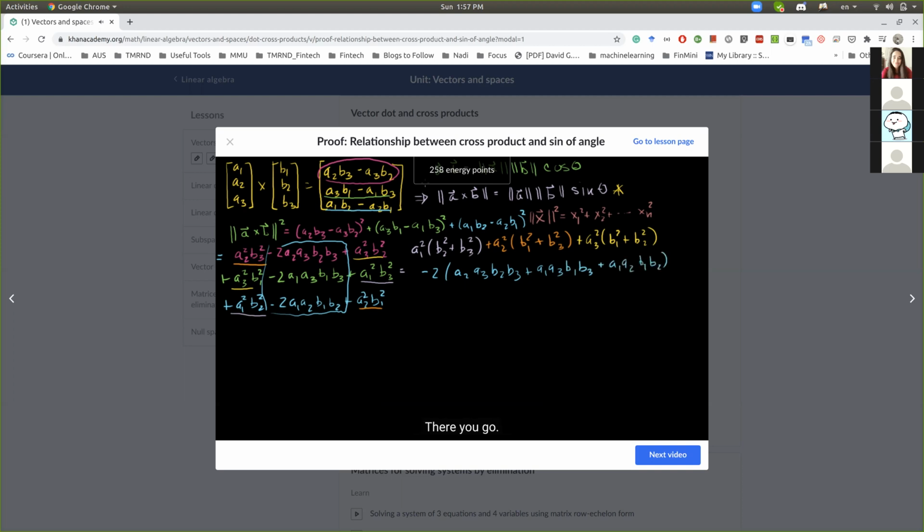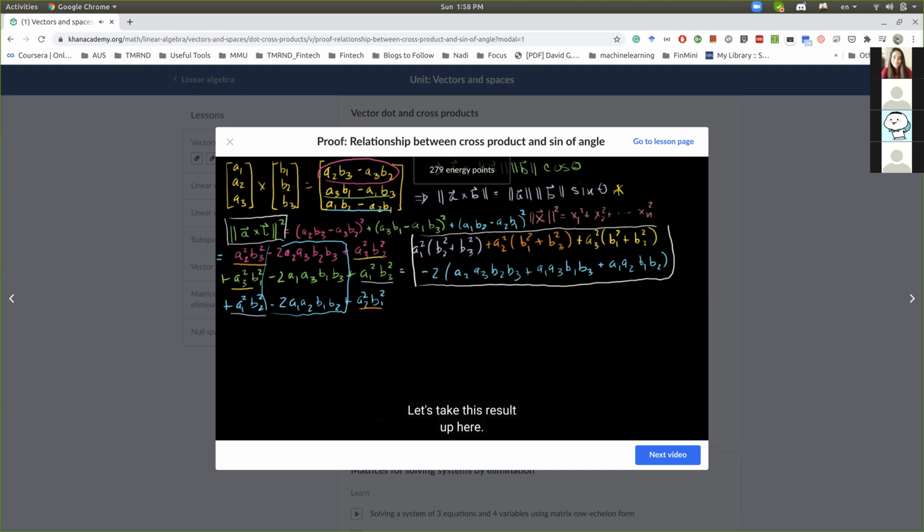There you go. Now let's put this aside for a little bit. We'll let that equation rest for a little while. And remember, this is just an expansion of the length of a cross b squared. That's all this is, so just remember that. And now let's do another equally hairy and cumbersome computation. Let's take this result up here.